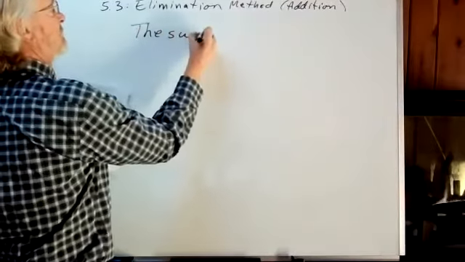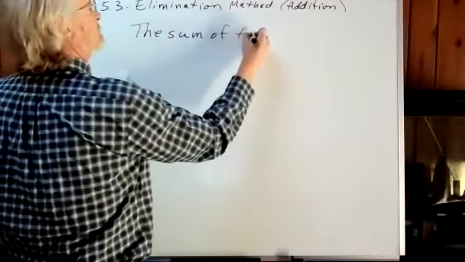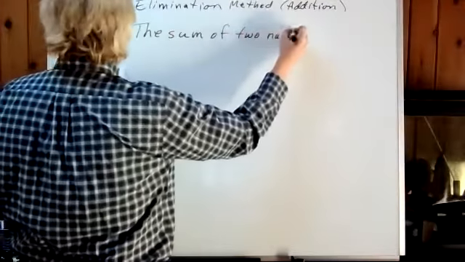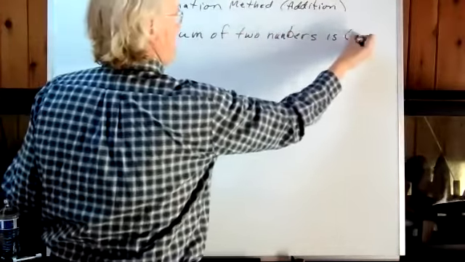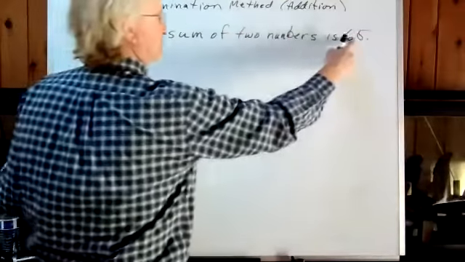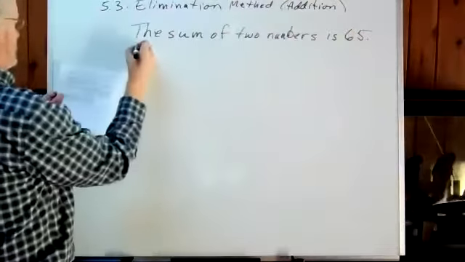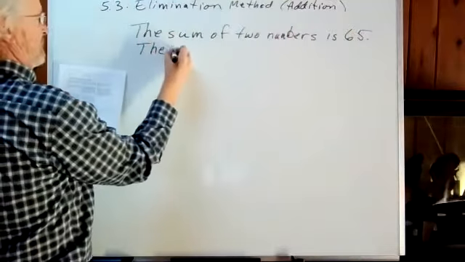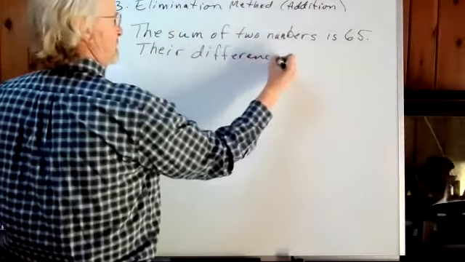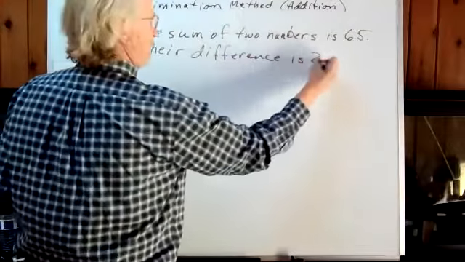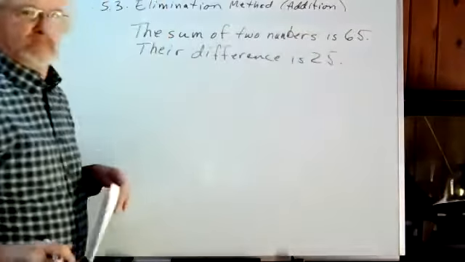The sum of two numbers is 65. Their difference is 25. Find the numbers.